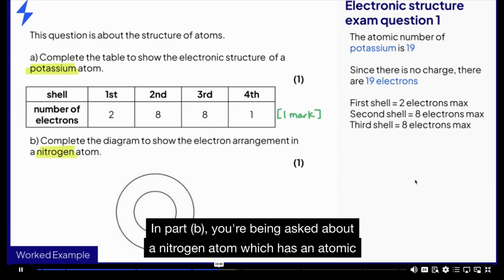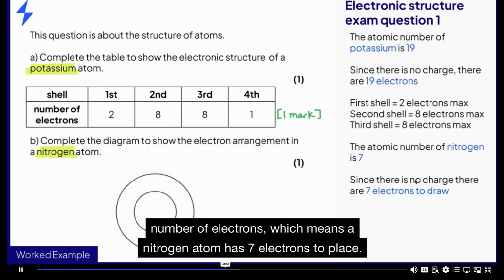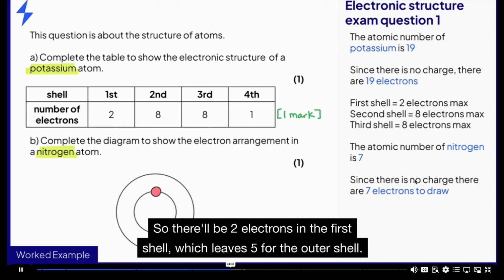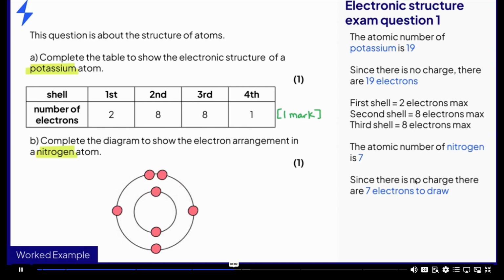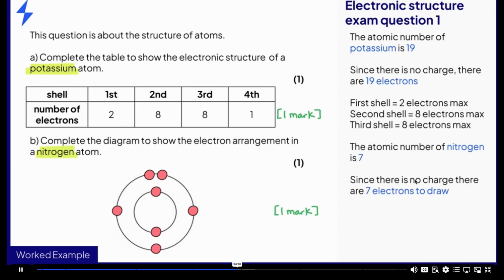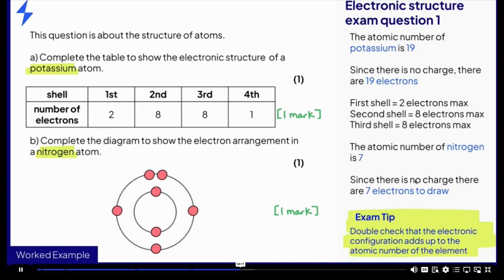In part B, you're being asked about a nitrogen atom, which has an atomic number of 7. Again, since it is an atom, the number of protons equals the number of electrons, which means a nitrogen atom has 7 electrons to place. So, there will be 2 electrons in the first shell, which leaves 5 for the outer shell. The correct diagram gains the mark. For both questions, the number of electrons should add up to the atomic number.